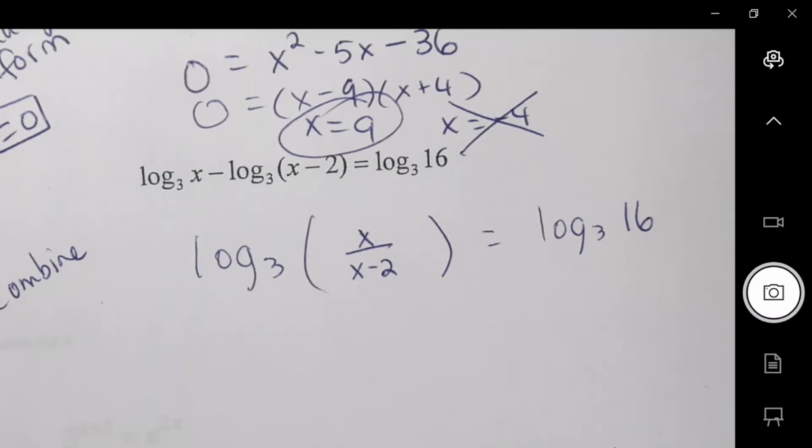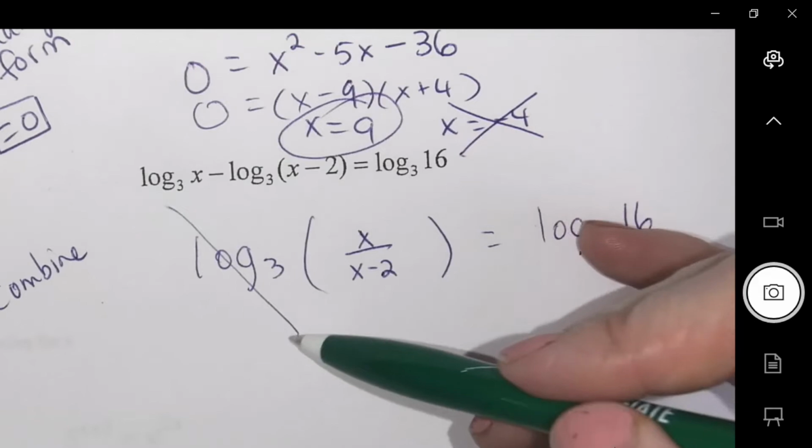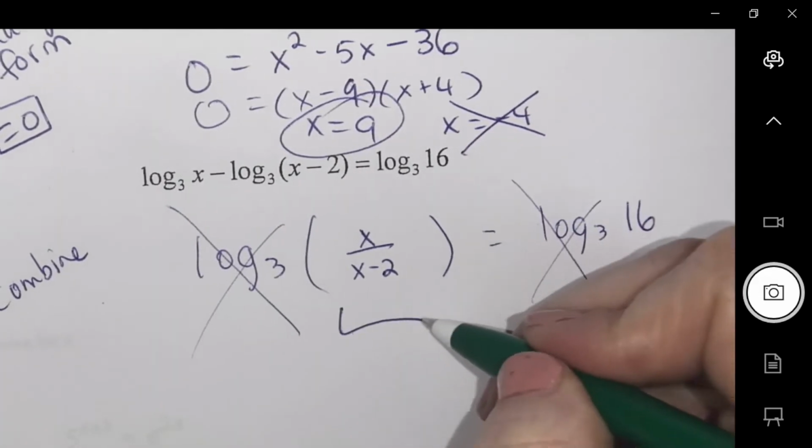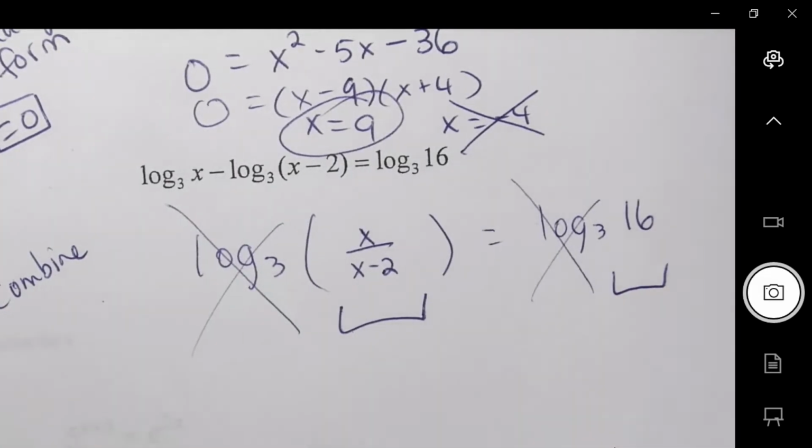Okay, what's different now than what we did last time? So last time we said, hey, let's change the form. There's a log 3 on both sides. So we're just going to say, hey, if that's log 3, then this has to be equal.